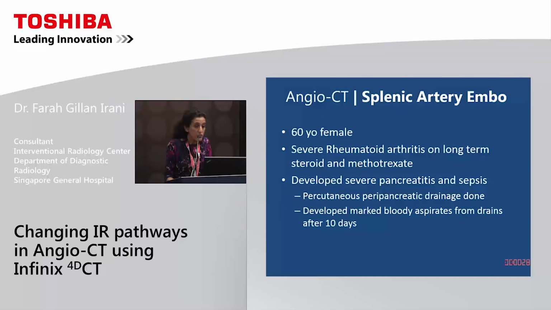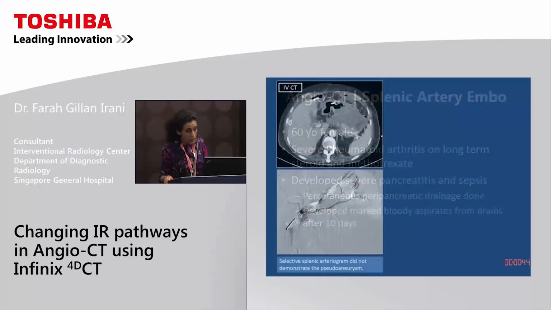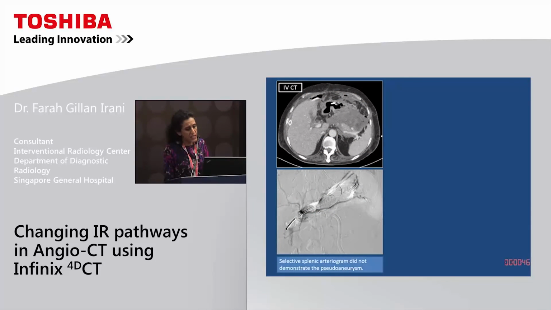This is a 60-year-old female who had severe rheumatoid arthritis on long-term steroid and methotrexate. She developed severe pancreatitis and sepsis. She was in the ICU, and her percutaneous pancreatic drain suddenly started exuding a lot of bloody fluid. So she had a CT done, which showed potentially that there is this little spot, which could be a splenic artery pseudoaneurysm. So we did a selective splenic artery angiogram, but we couldn't see anything.